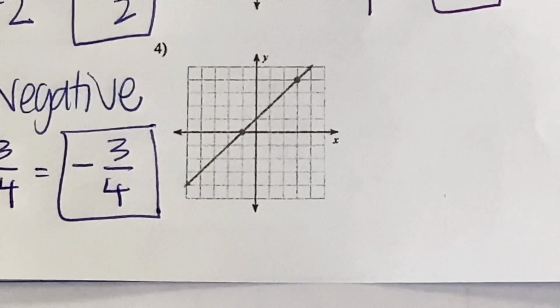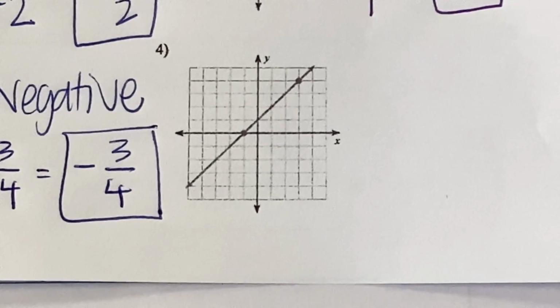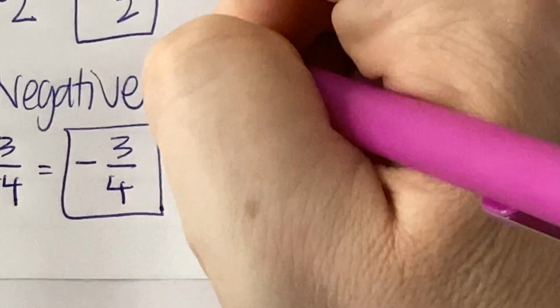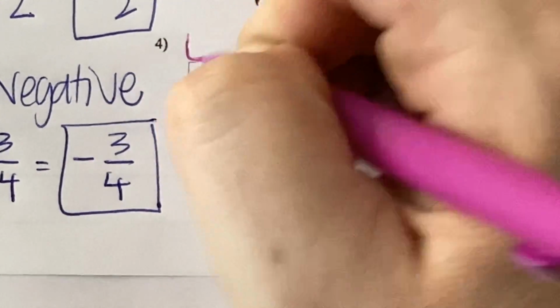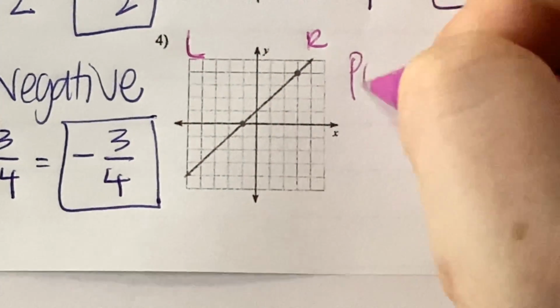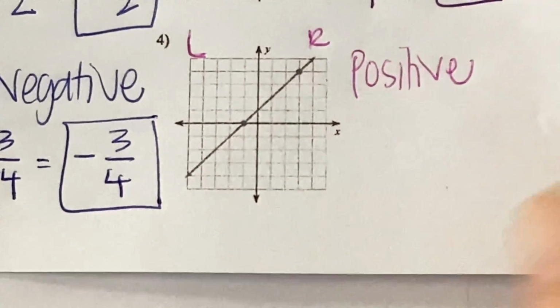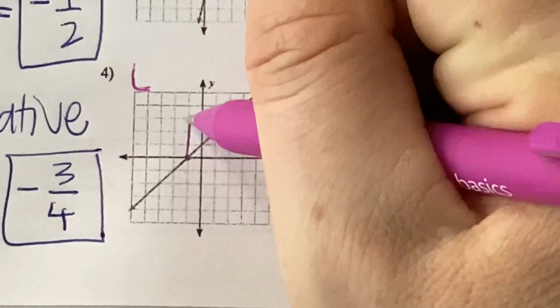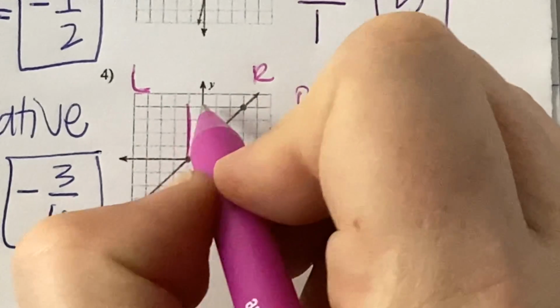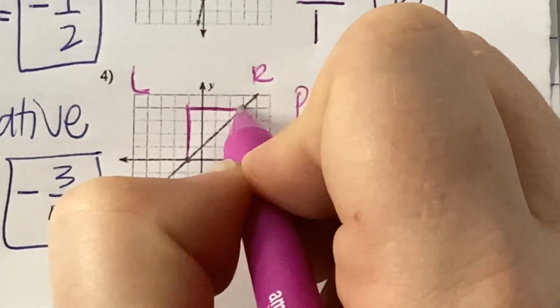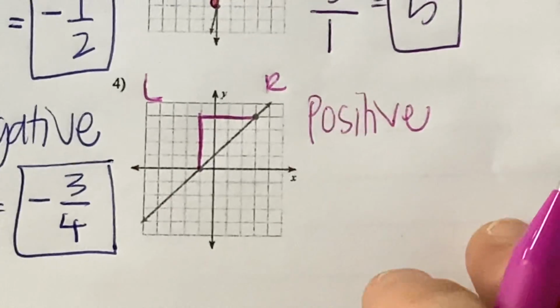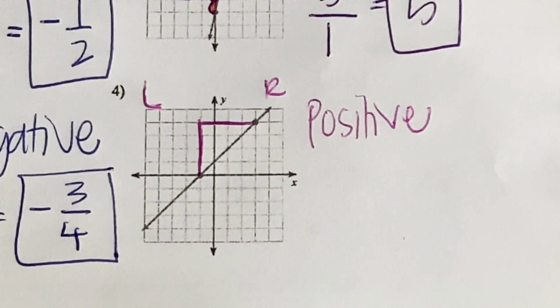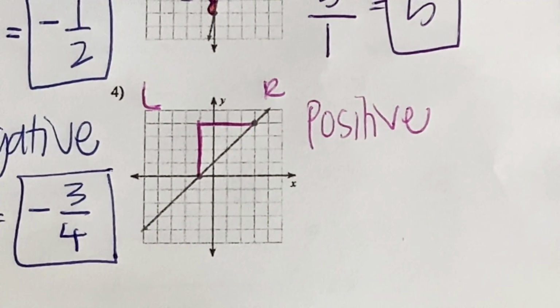Number 4. Is number 4 positive or negative? From left to right, it's going up, so that is positive. And then I draw my triangle. Drive on the streets, turn the corner. There's my triangle. If you don't drive on the streets, your answer is not correct. You have to be on the streets.